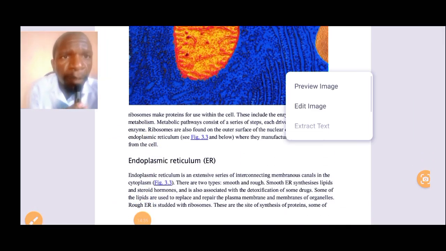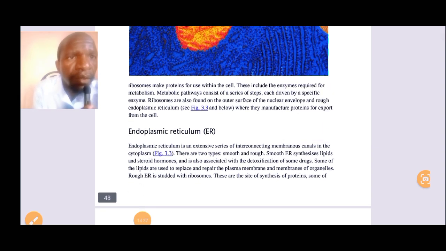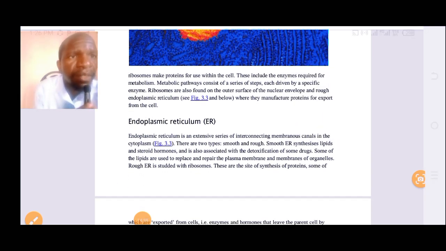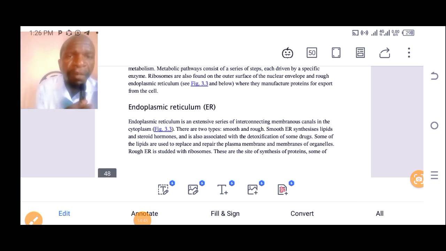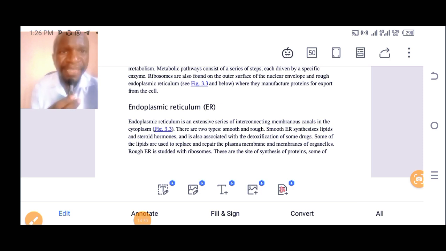So ribosomes make proteins for use within the cell. These include the enzymes required for metabolism. Metabolic pathways consist of a series of reactions. But what is very important is just to mention that these are sites for protein synthesis.